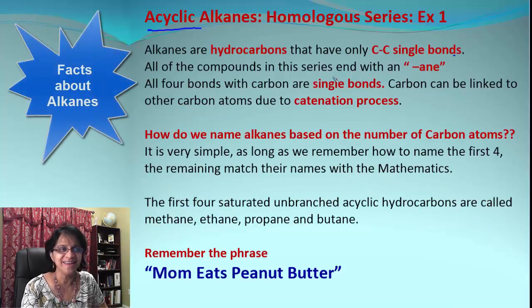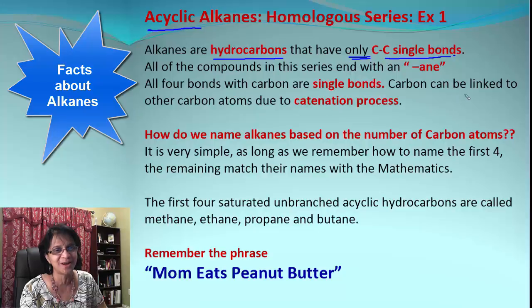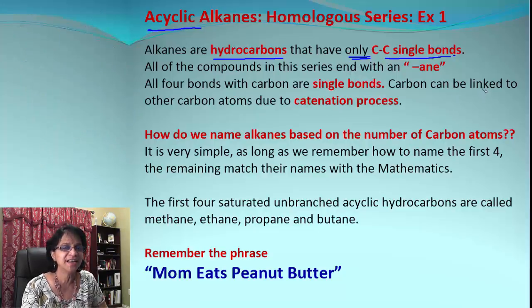So what are alkanes? These are hydrocarbons which only have carbon-carbon single bonds, no double bond or no triple bond. Then all of these compounds, when we name, they will end up with ane. Then the four bonds are formed with carbon and they all are single bonds. And how can they get connected? By a process which we call as catenation process.